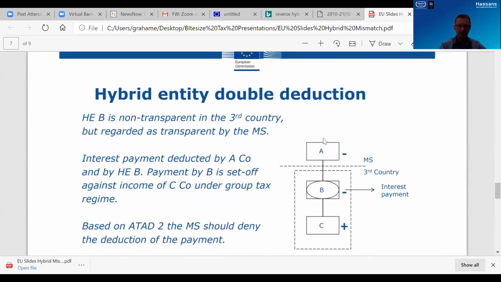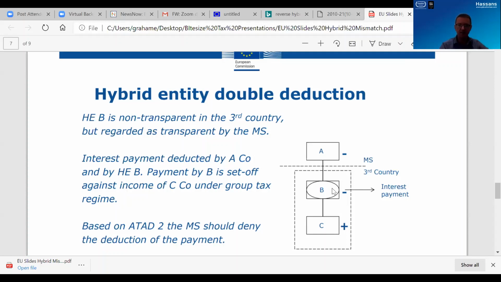So everything below this dotted line is in a third country, and this is in a member state. A is in a member state. B is non-transparent in the third country. Let's, for the sake of argument, say Algeria. So B is non-transparent in Algeria and is regarded as transparent in Italy, say.